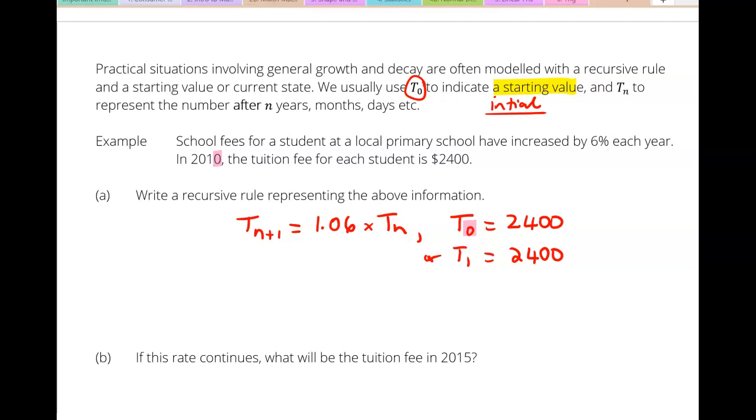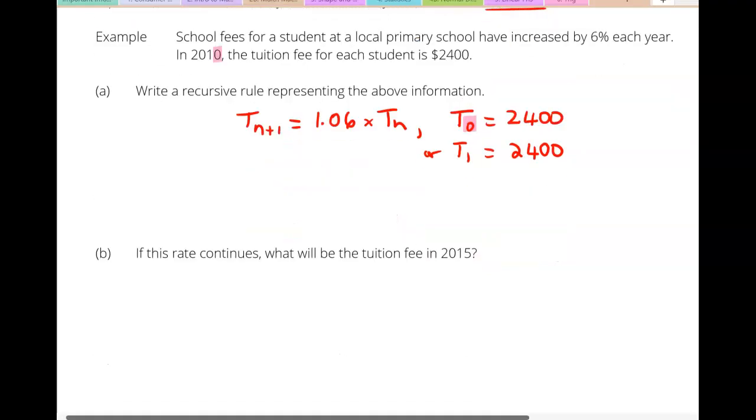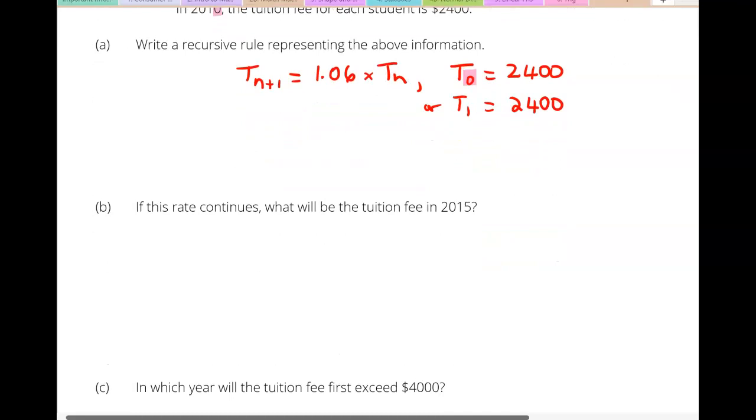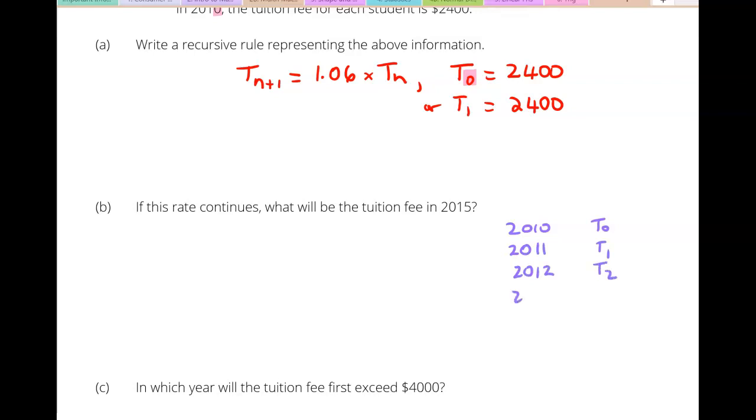If you're not sure, then you can actually write the year and the term number. And I'll show you what I mean by that in the next one. So 2015. So 2010, I've suggested to use term 0. Then 2011 would be term 1. And you can see how that works quite nicely. Term 2, term 3, term 4, and term 5 for 2015.